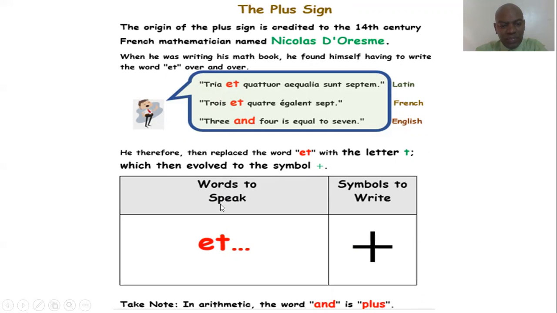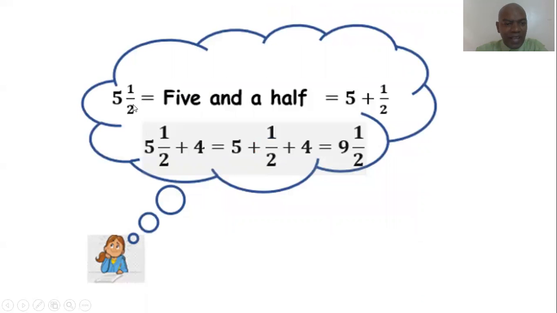So the word to speak is et, which is and in Latin and French, and the symbol to write is the plus sign that we know today. So take note, in arithmetic, the word and is plus. Bear that in mind. If you say 5.5, you actually mean 5 plus a half. So 5.5 plus 4 is 5 plus a half plus 4. That's 9 plus a half, and 9 plus a half is 9.5. Okay?